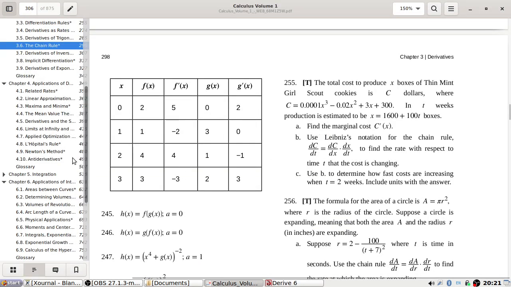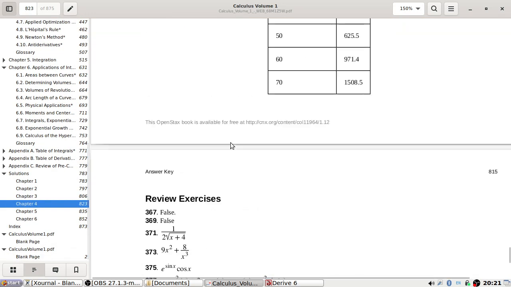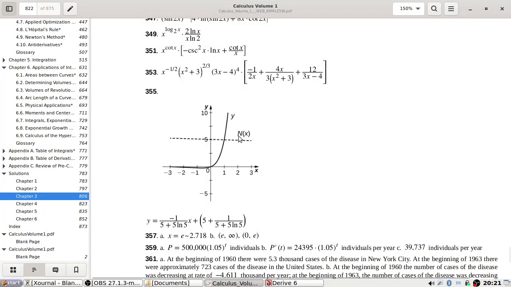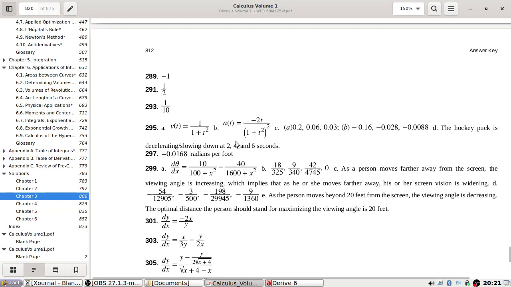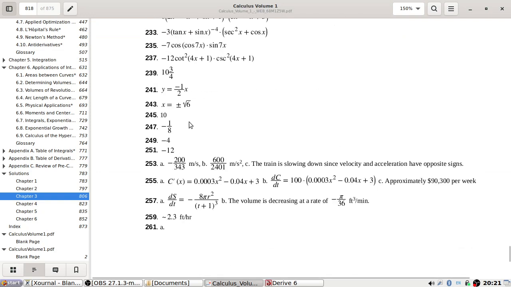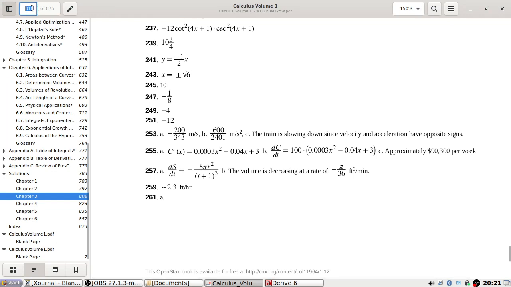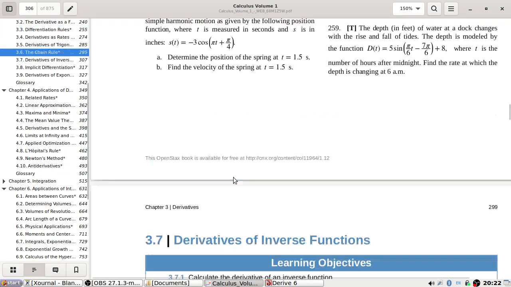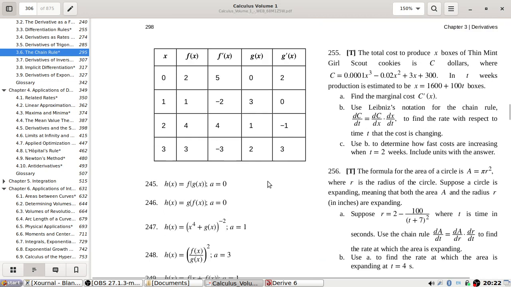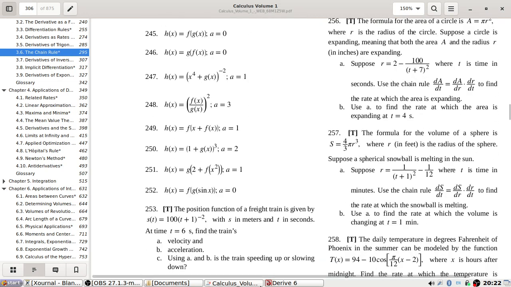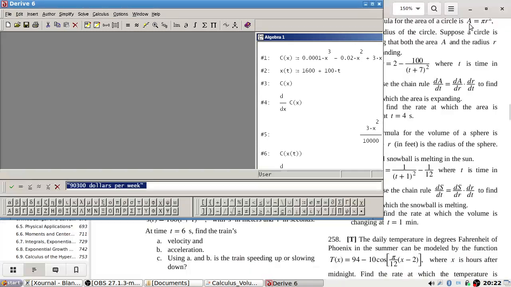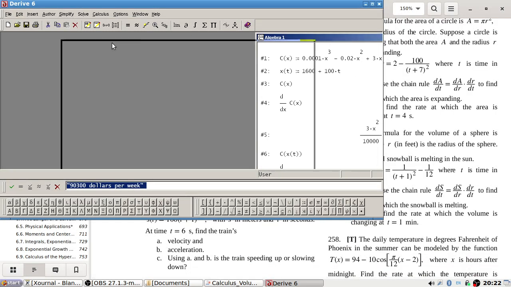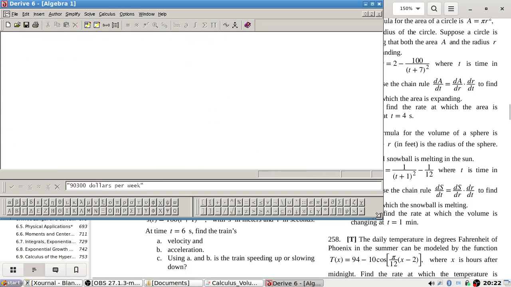Let's check the answer. Yeah, 90,300 per week. Yep, okay, great. I thought it was on the right page. Right, next one now we have shape. Okay, I think we can just get both on the same screen, a little handier.